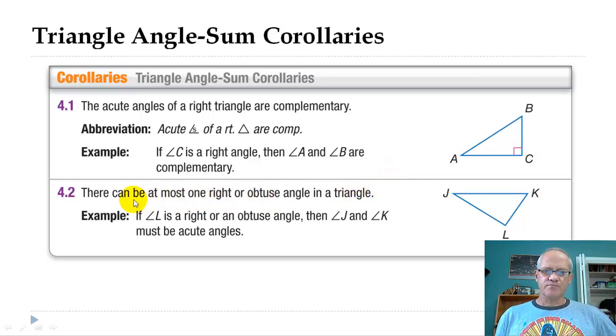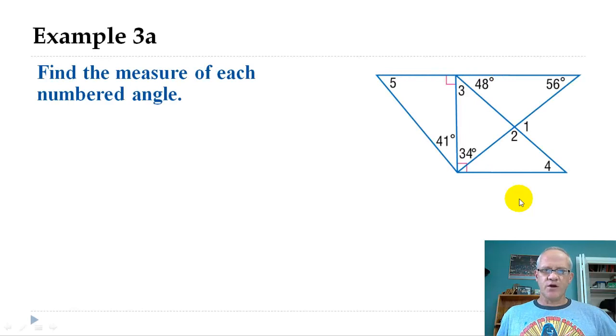And then the second one here, it says there can only be one right or obtuse angle in a triangle. So again, if say L is a 90-degree angle, the other two together have to be 90. So they have to be less than 90. They have to be acute. And of course, if L is obtuse, it's even more so there. Okay, so a couple of things there that could help you. It might help you a little bit along the way as you work things out. All right, a couple more examples and we'll be done.